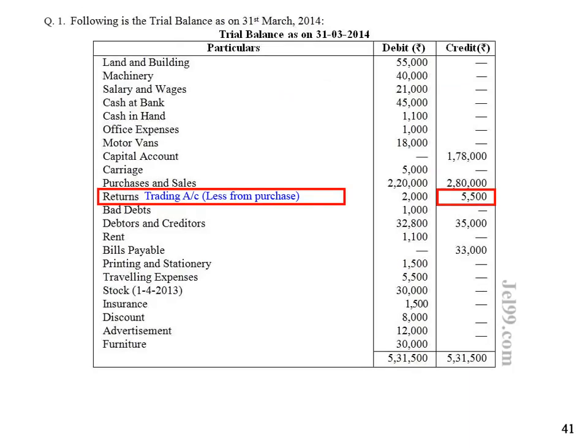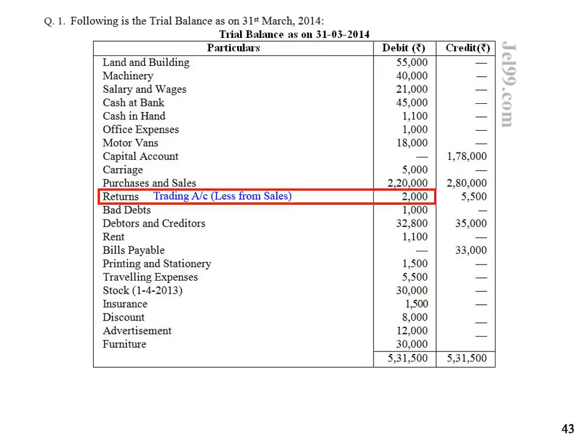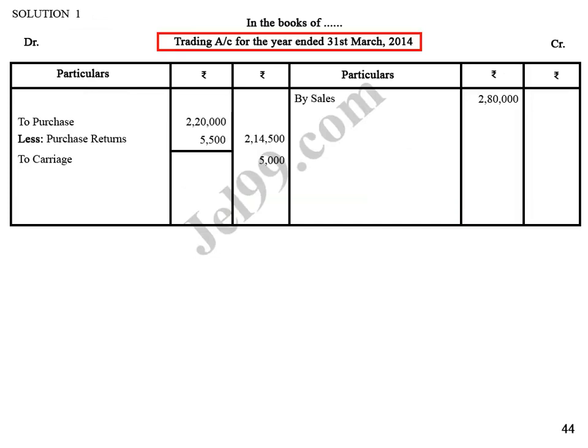Next, return on credit side of rupees 5,500, this is purchase return, it is shown in trading account, debit side, less from purchases, as purchase returns rupees 5,500, so 2,20,000 minus 5,500 is equal to 2,14,500.